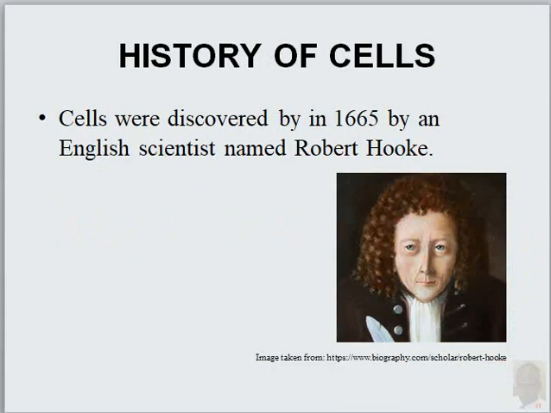Now cells were discovered by a scientist by the name of Robert Hooke. He's an English scientist and he made this discovery in 1665. There's a whole story behind how he came to the understanding that living tissues are made of cells. We don't have to go into that today. We're just looking at cells in a general sense.